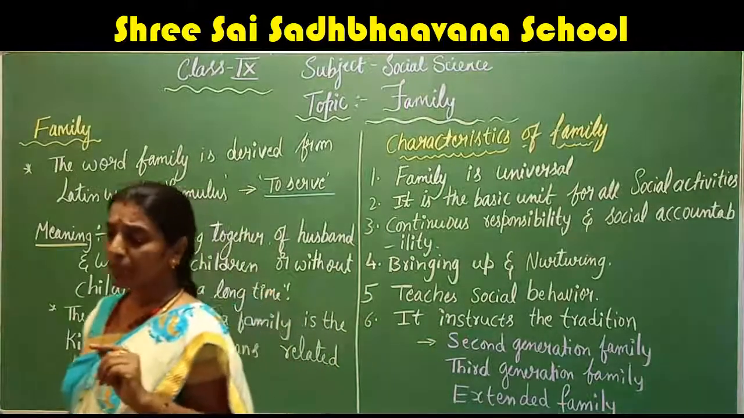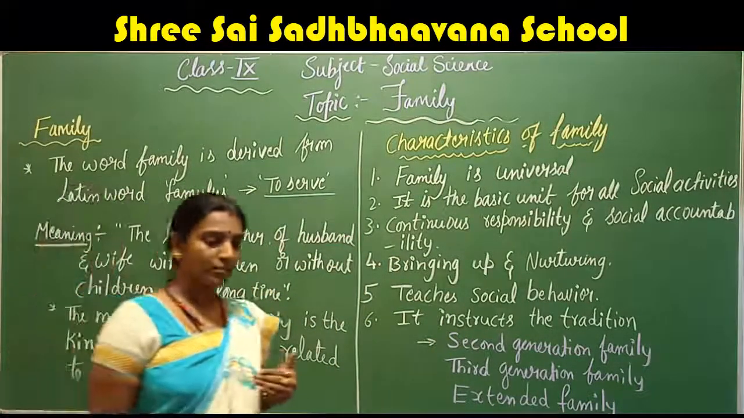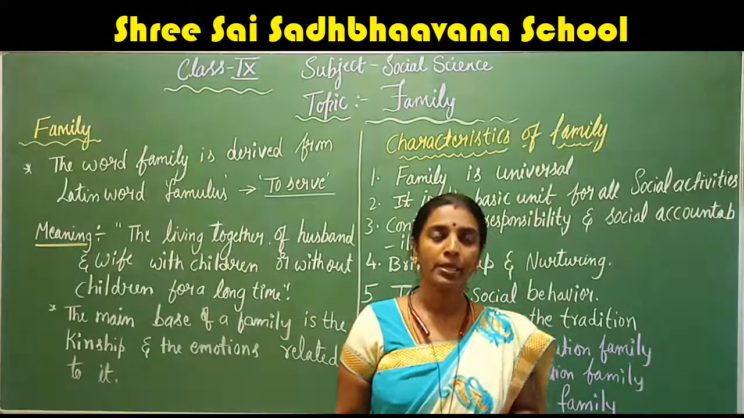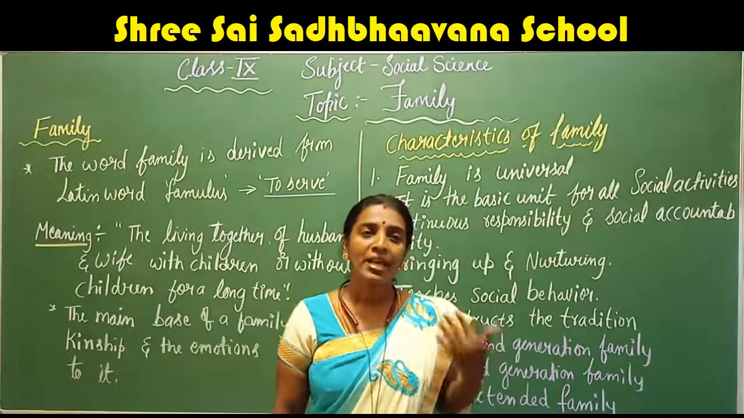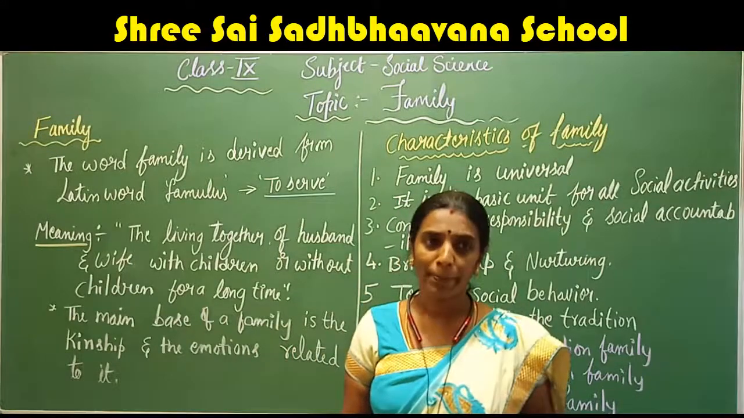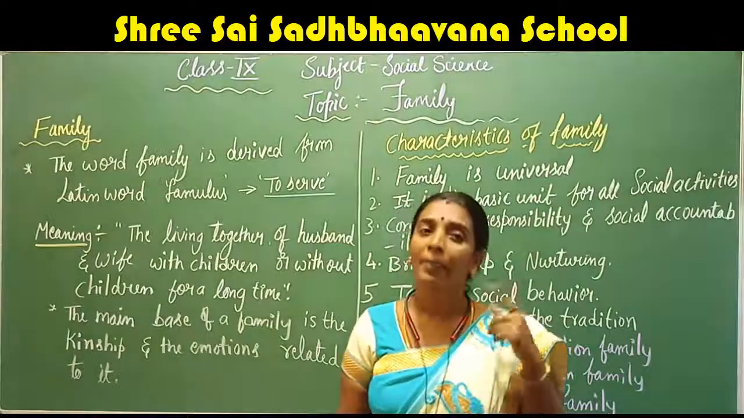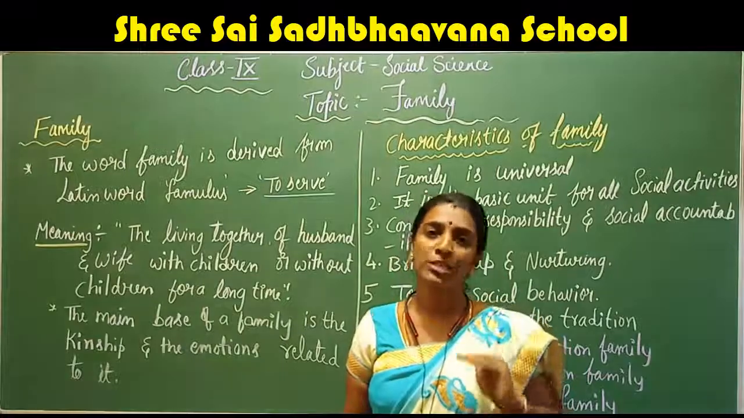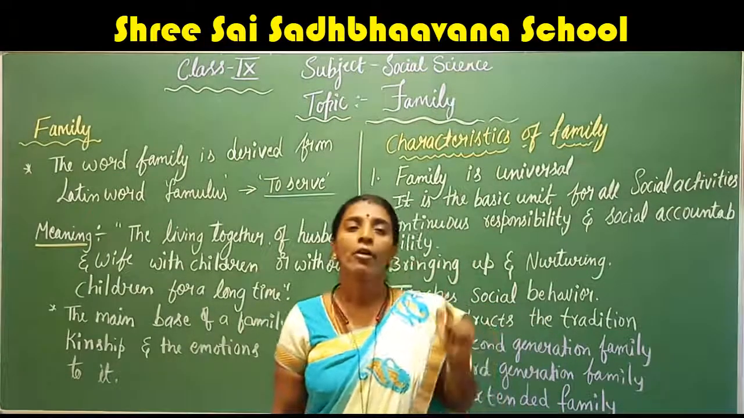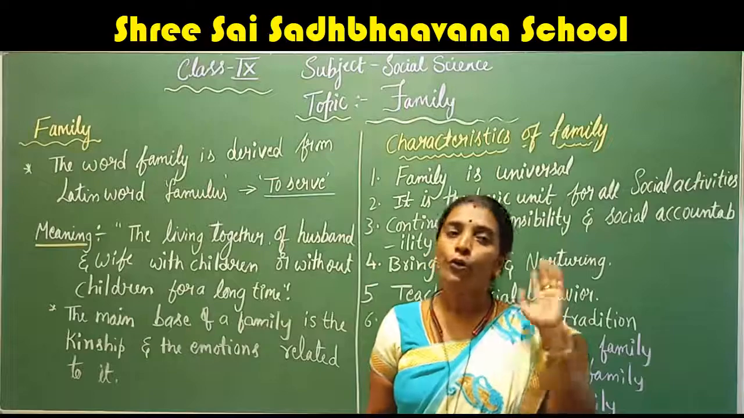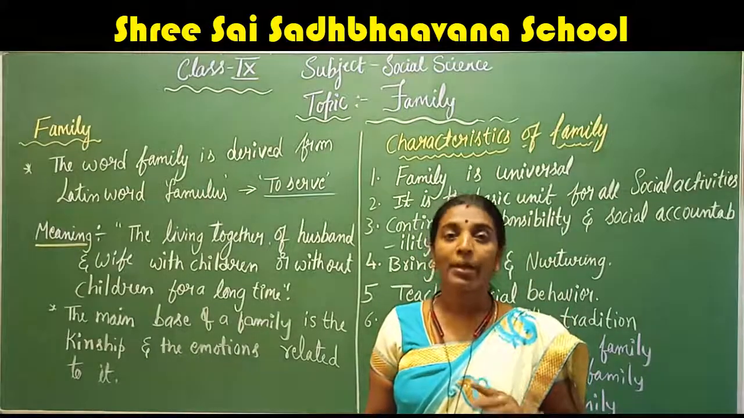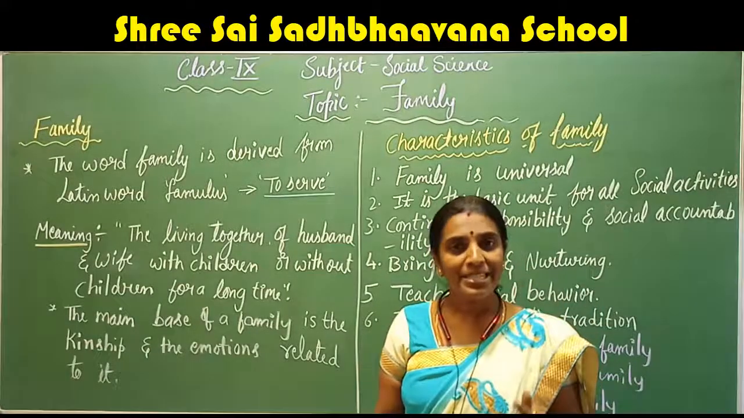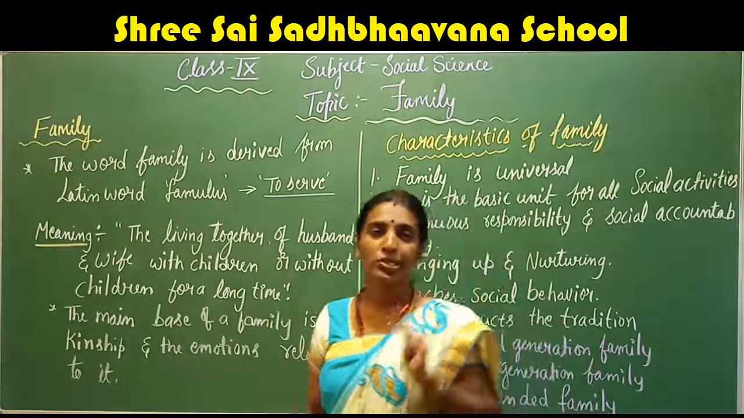Children, you know what is family, but in this lesson, we are going to study about it deeply. Family means two or more people related by birth or marriage or adoption, residing in the same housing unit. Again, children, family consists of two or more people related by birth, by marriage, or by adoption, residing in the same housing unit.